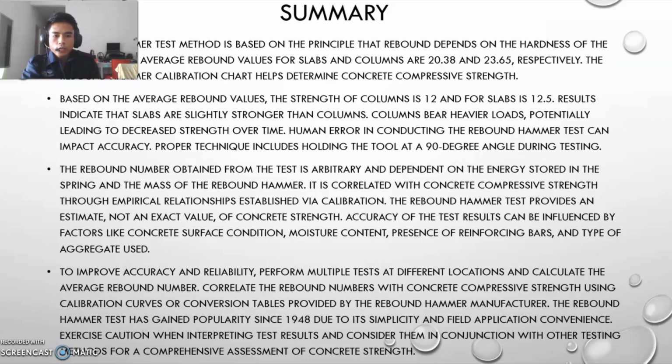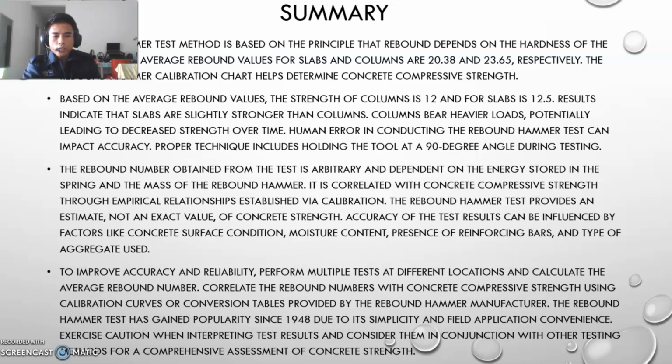Human error in conducting the rebound hammer test can impact accuracy. Proper technique includes holding the tool at a 90-degree angle during testing. The rebound number obtained from the test is arbitrary and dependent on the energy stored in the spring and the mass of the rebound hammer. It is correlated with concrete compressive strength through empirical relationship established via calibration. The rebound hammer test provides an estimate, not an exact value of concrete strength.